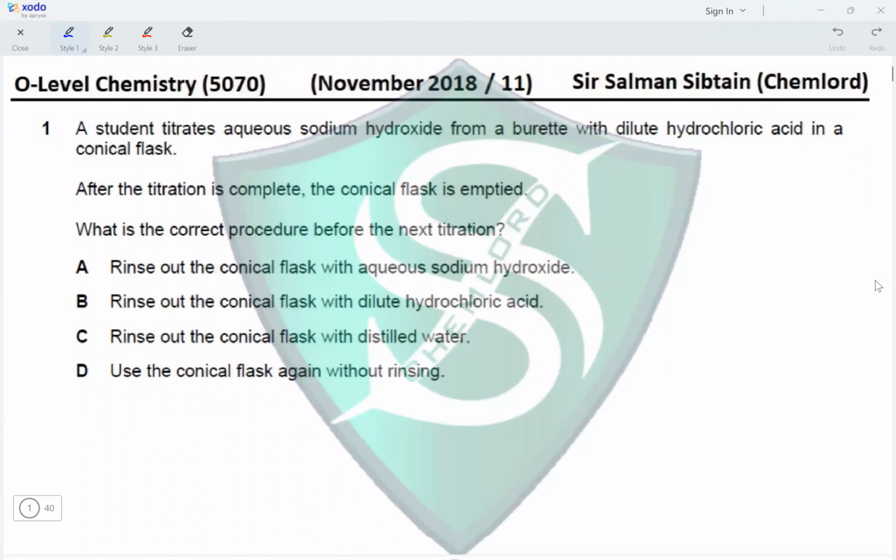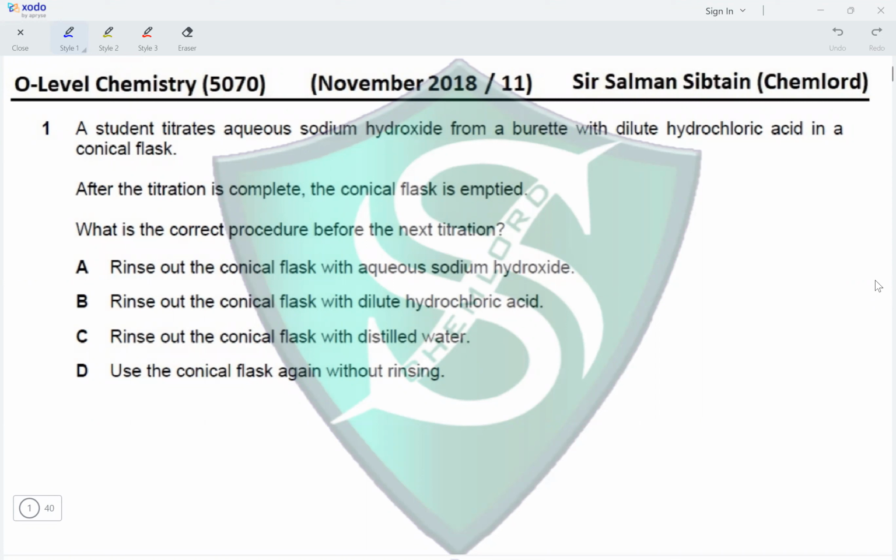Hi guys, this is O-Level Chemistry, paper 11, November 2018, question 1. A student titrates aqueous sodium hydroxide from a burette with dilute hydrochloric acid in a conical flask. After the titration is complete, the conical flask is emptied. What is the correct procedure before the next titration?